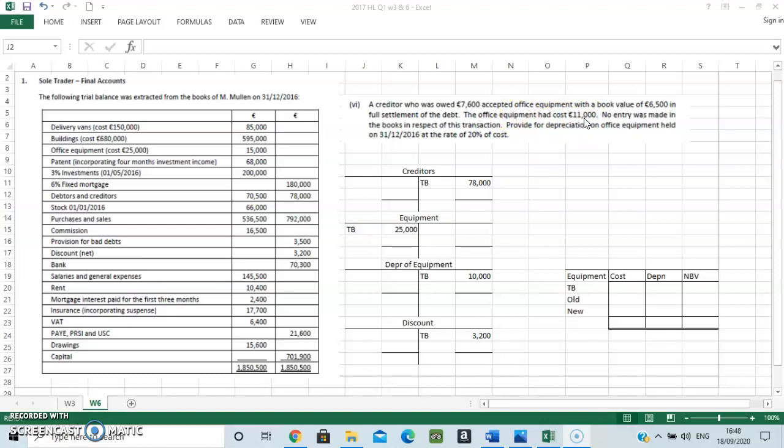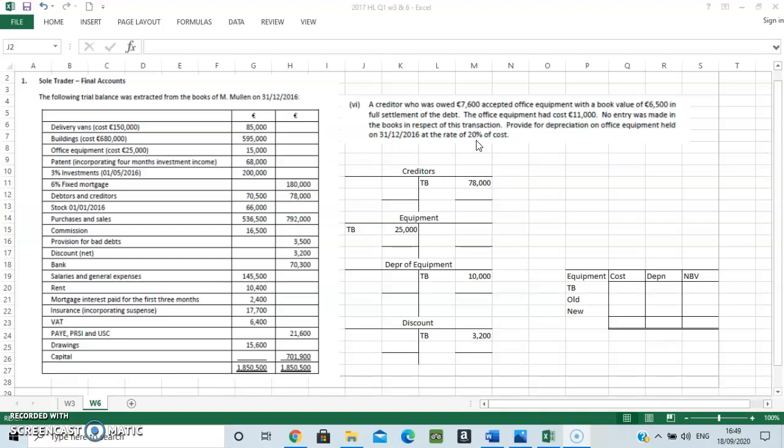So when we remove it from our accounts, we are also removing some accumulated depreciation. If it's now worth 6,500, it has depreciated by 4,500. That 4,500 of wear and tear must also be removed from our accounts. It's no longer our problem. Now, no entry has been made in the books in respect of this transaction. And then also it says, provide for depreciation on all office equipment held at the end of the year, which is after we remove that, at a rate of 20% of cost.